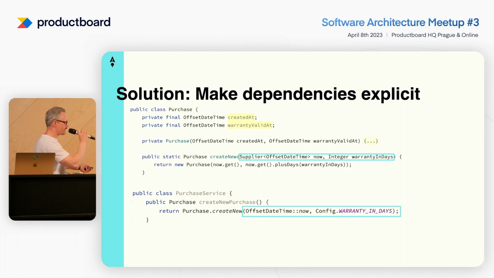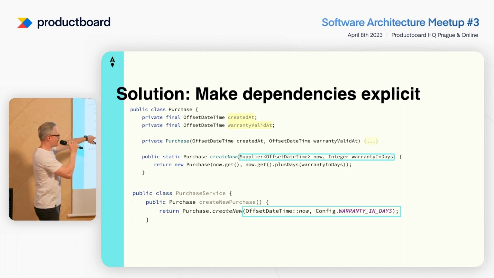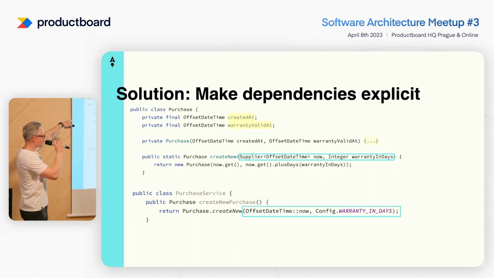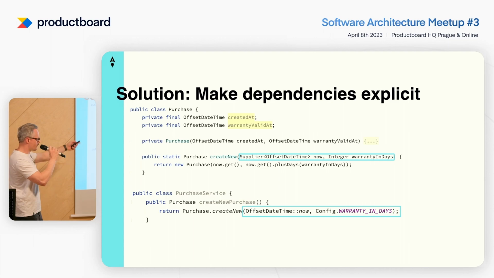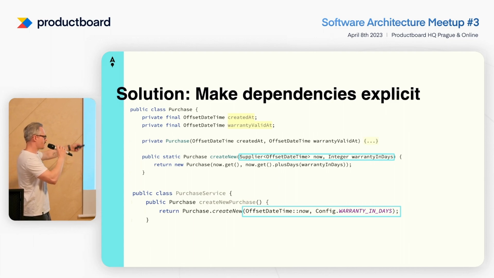So let's make the dependency explicit. Let's create a method that creates a new instance of the purchase, but expecting some function. You can see I'm using a supplier, which, like in Java, means a function that has no argument and returns an OffsetDateTime. And I also lift up the warranty in days parameter to compute that.